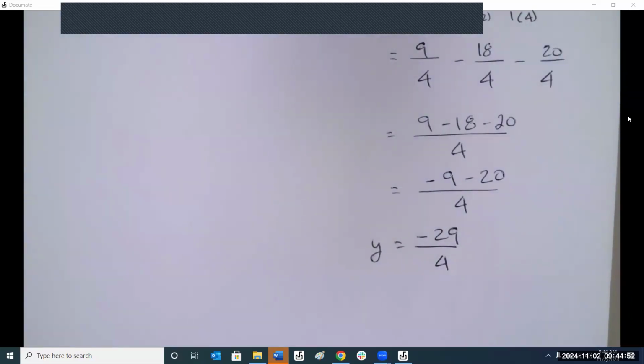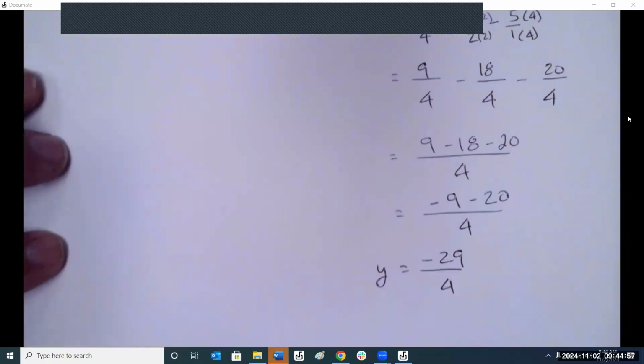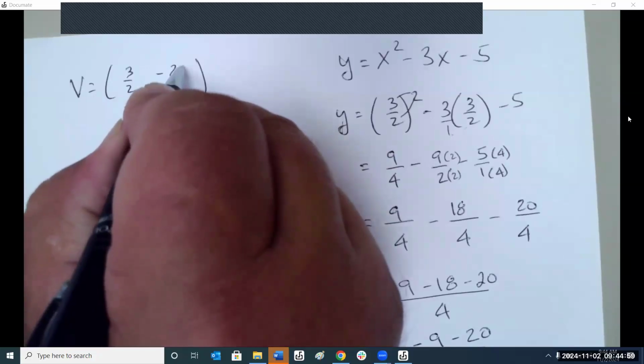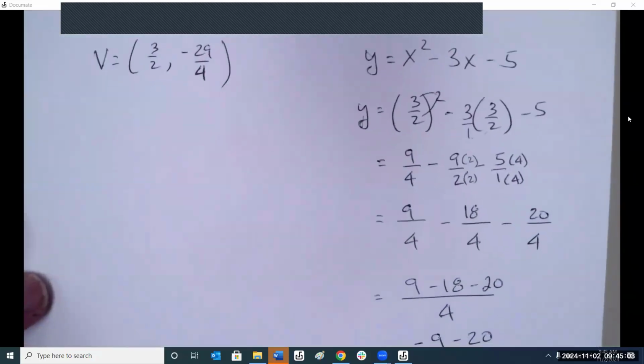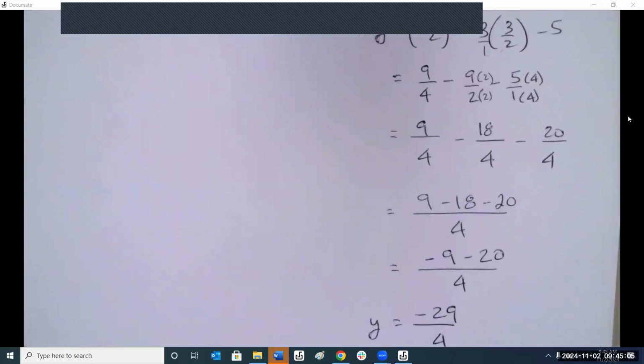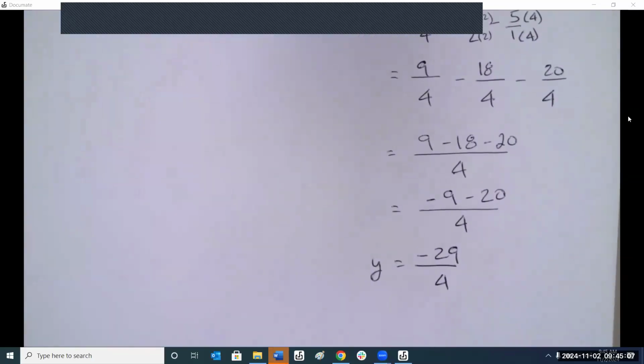That's the y value. Again, this is the hardest part because it's the most mechanical. So we know our vertex is at -29 over 4. That's the lowest point. Make more sense a little bit?